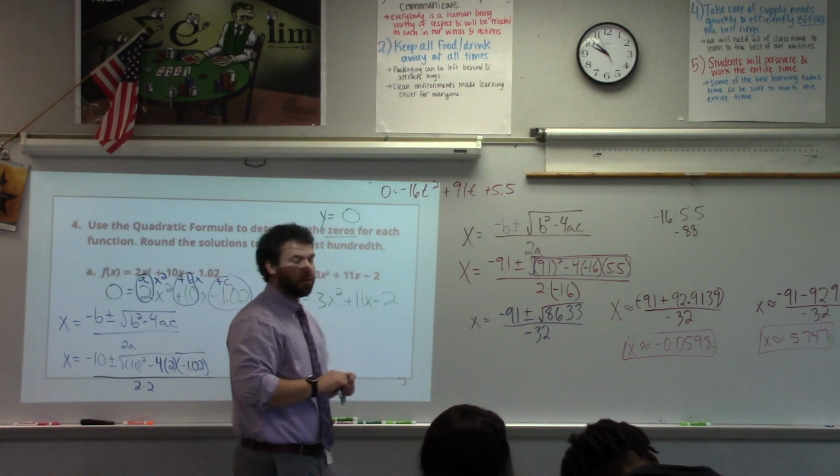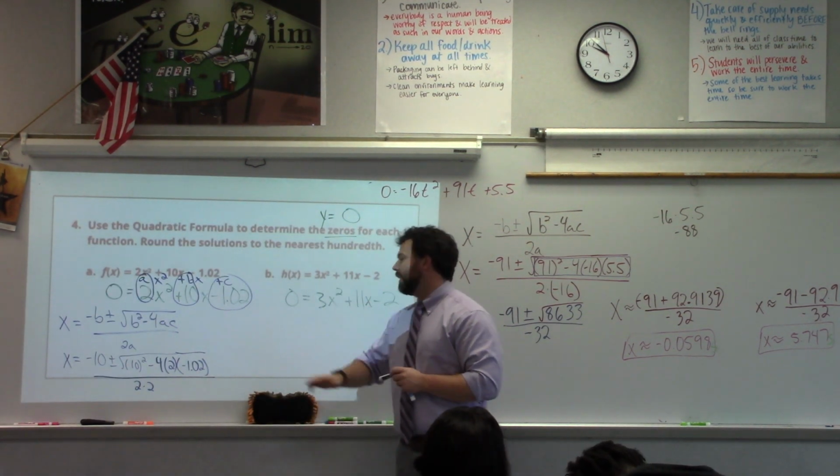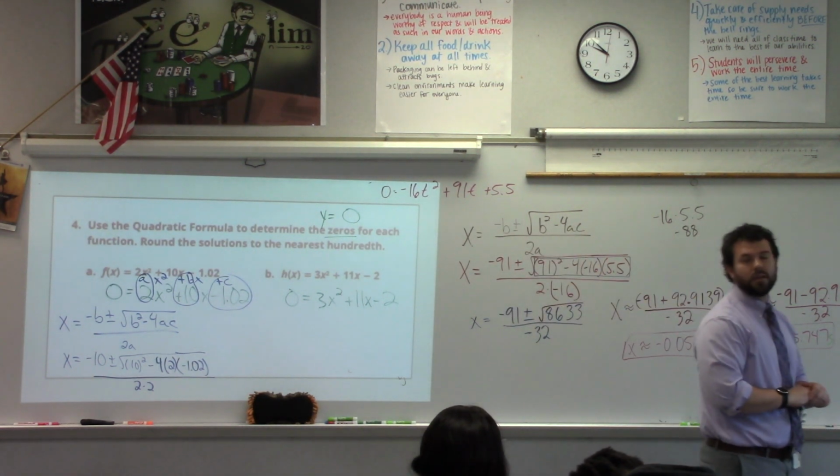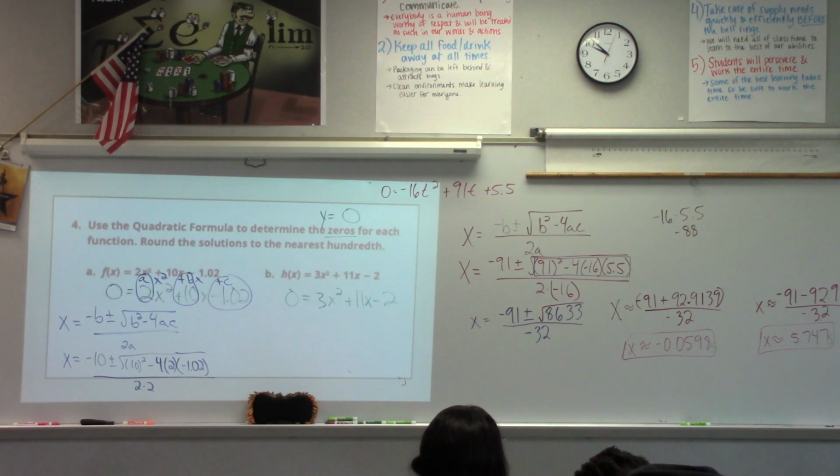Parentheses around 10? I recommend it because anytime it's negative, you definitely need the parentheses around there to square it the correct way. Because if you don't square it the correct way, you'll get the wrong answer.